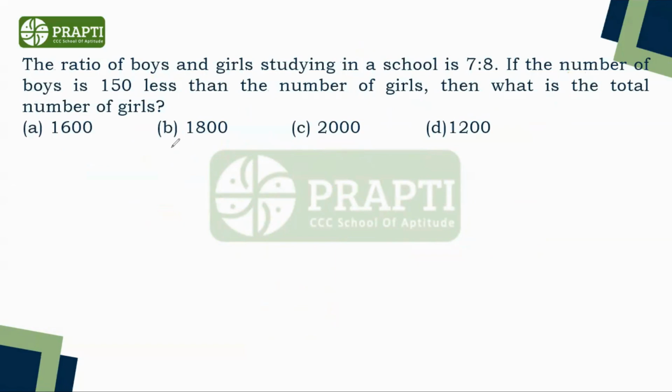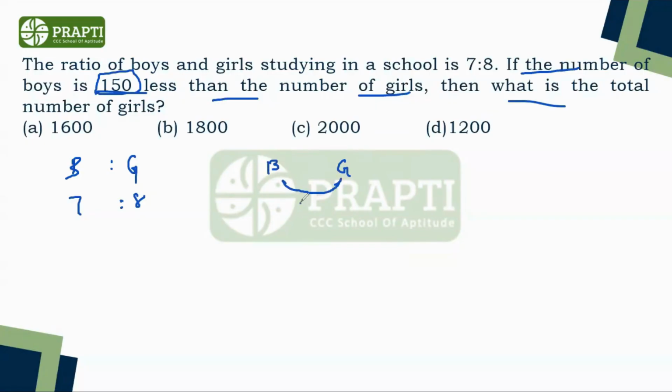The ratio of boys and girls studying in a school is 7:8. Okay. Just look at this question carefully. If the number of boys is 150 less than the number of girls, then what is the total number of girls? You just see the ratio of boy to girl is 7:8. Number of boys is 150 less than the girls. Don't you think they are speaking about the difference? Yes. So this count is nothing but the difference.